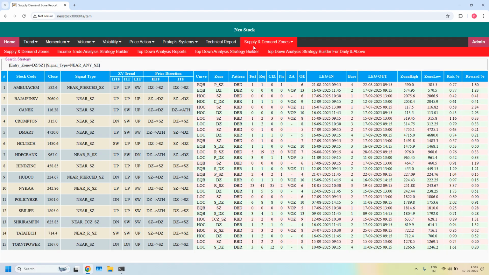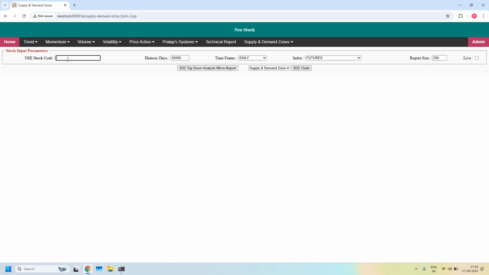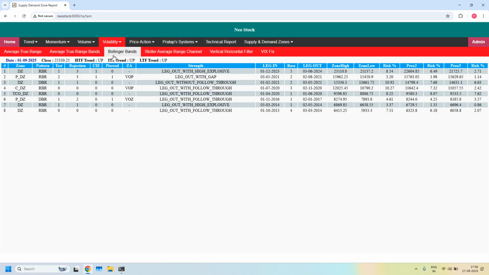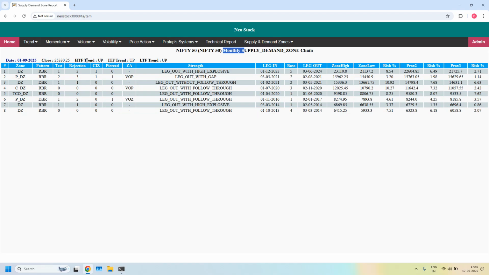Next, I will generate NIFTY and BANKNIFTY supply demand zone chain report, starting with NIFTY. Generating monthly supply demand zone chain report. In any supply demand zone chain report, always look into the zone column to find the high liquidity zones, pierced column to find the pierced zones, LTF trend to find the trend of the current time frame you have selected. And one time frame higher is ITF and one more time frame higher is HTF. You are aware of those points.